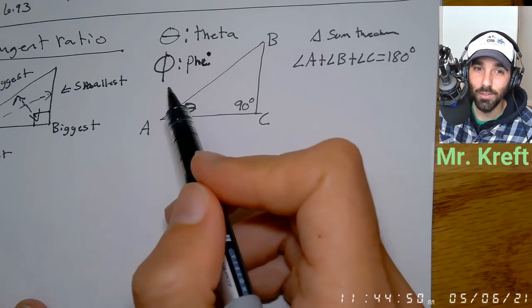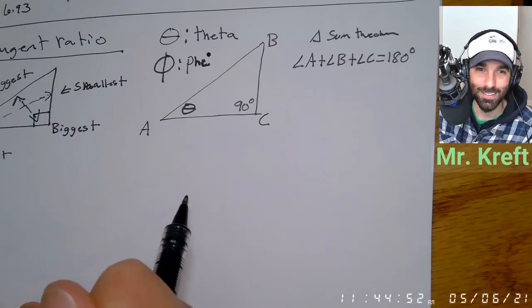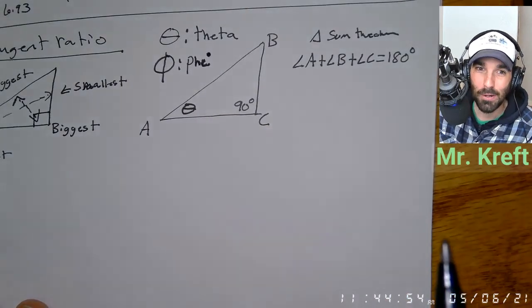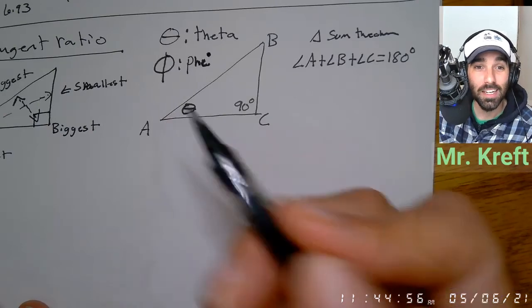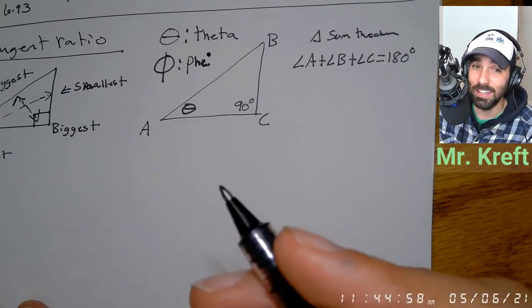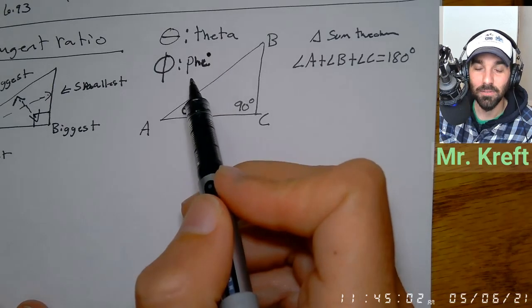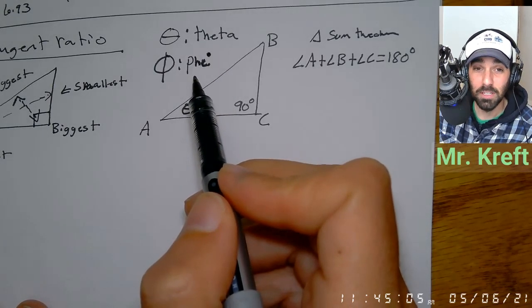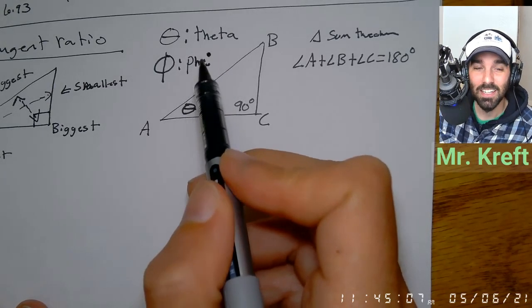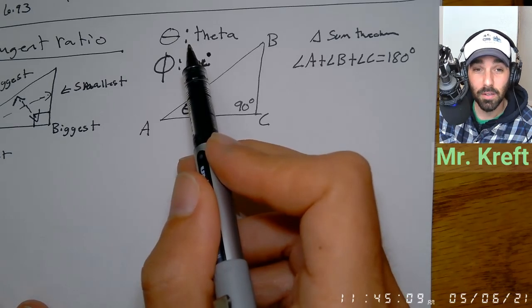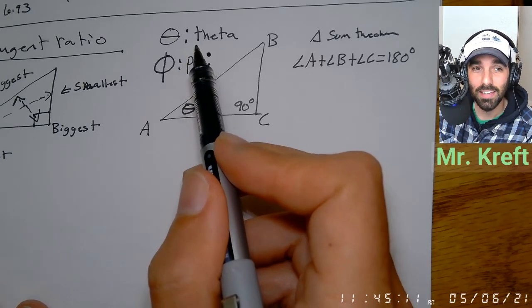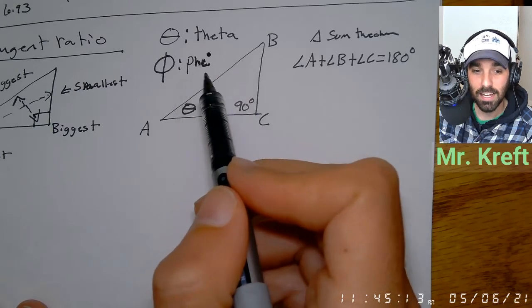So it's phi, P-H-I. So theta and phi. Now, that's how you pronounce it if you're American, right? Which, here we are, we're in America. But if you're British, or if you go to Canada, you would pronounce this theta and phi, like fee, fi, fo, fum. Okay, so in the United States, though, we say theta and phi.